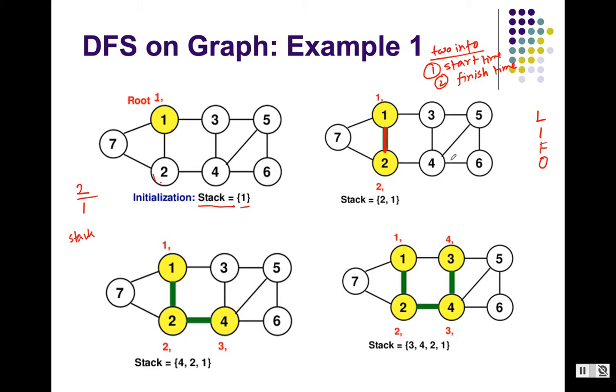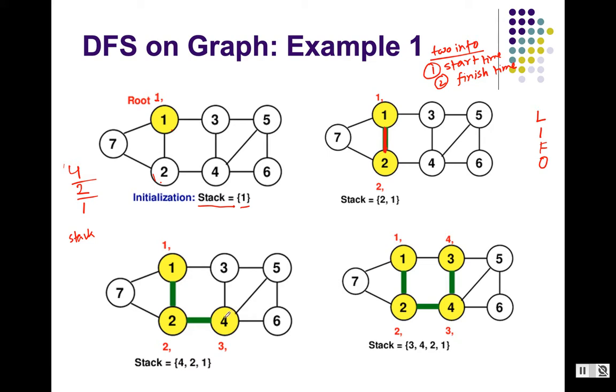Now from 2 we can visit 7 or 4, either one of them. Let's visit node 4. We push node 4 and the start time will be 3. You can see we are going deeper. We'll backtrack when we cannot go any deeper. So from 1 to 2, 2 to 4. Now from 4 we can go to either 3, 5 or 6.